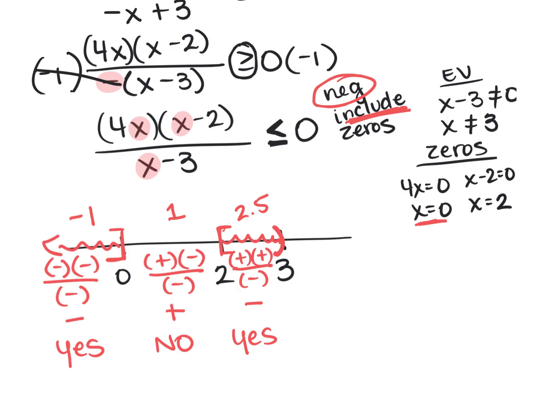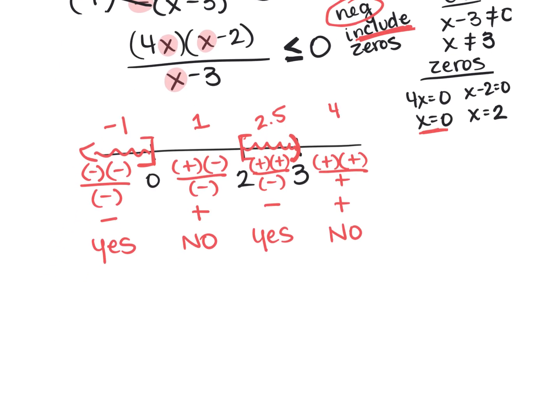Now, to the right of 3, I'm going to choose 4. 4 times 4 is positive. 4 minus 2 is also positive. And then 4 minus 3 is positive. So that whole section ends up being positive, and it is not included in my solution set.